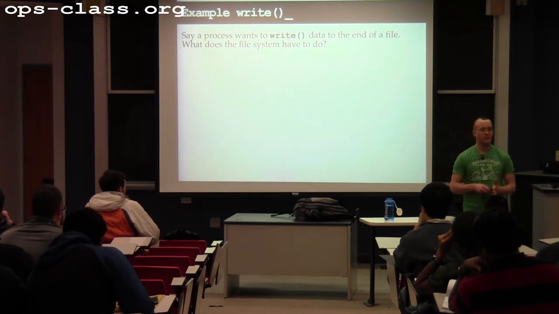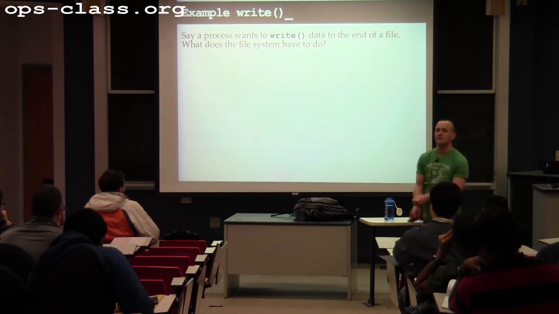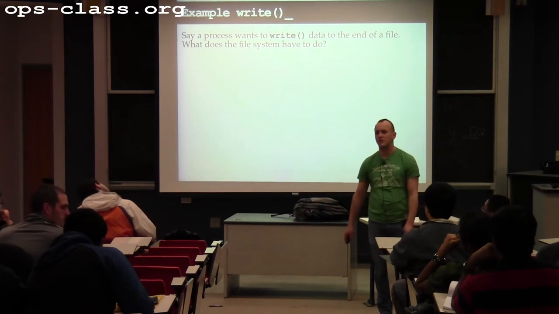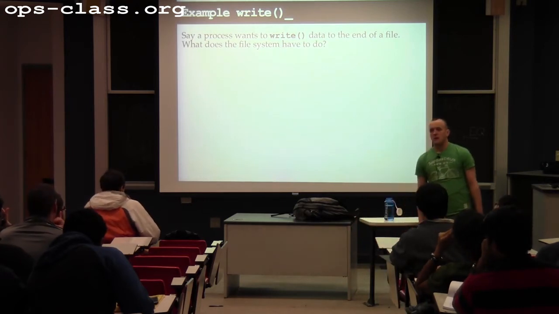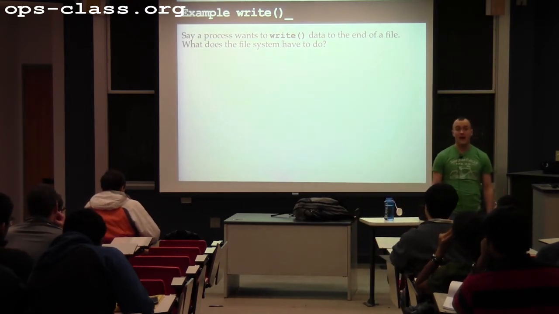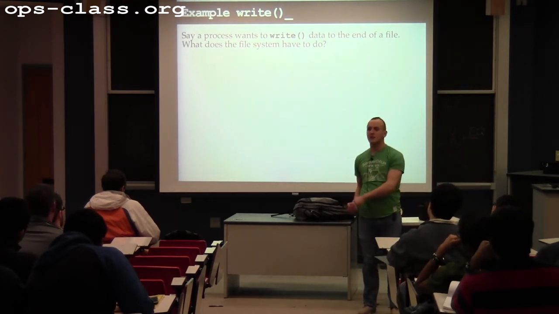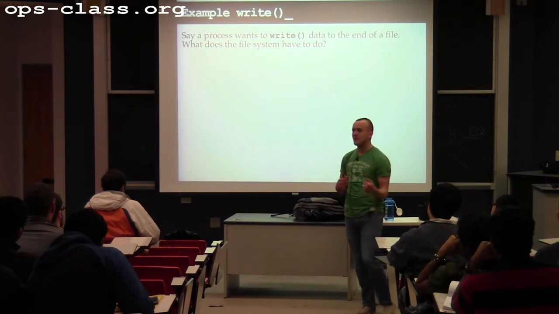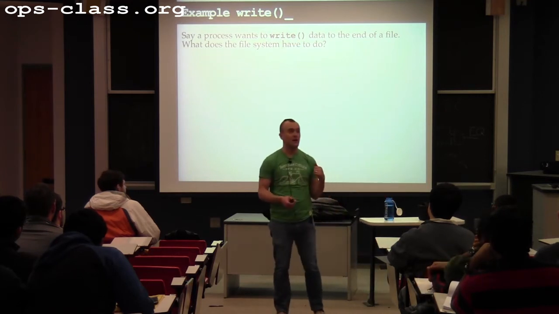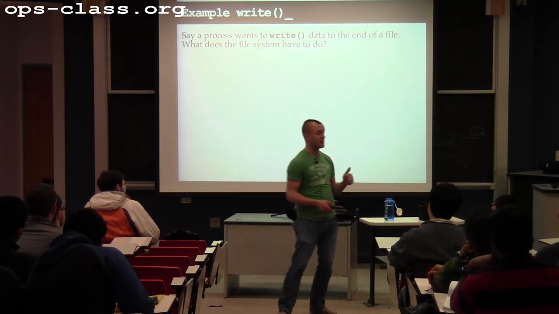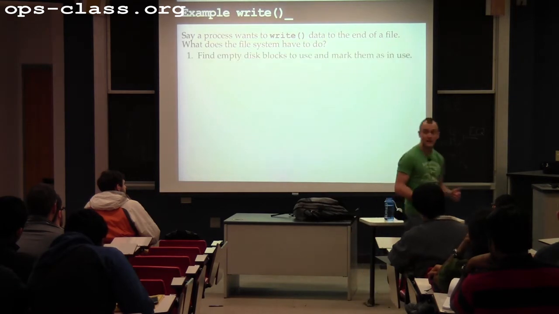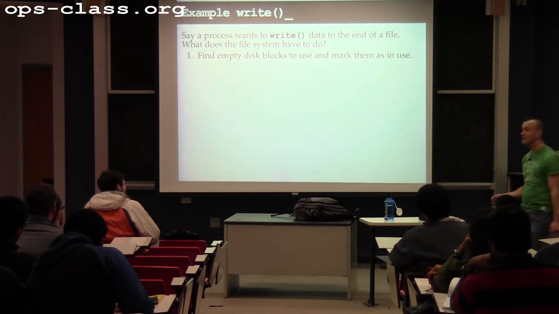What's one thing? I'm going to perform a write to the file system. What's one thing I need to do? Yeah, I need to find data blocks on disk, right? I've got new data. That new data is going to go somewhere on disk. So I need to find some blocks on the disk that are now going to be used for data, and those blocks need to be marked as being in use, right? So find some empty data blocks. What's something else that has to be done?